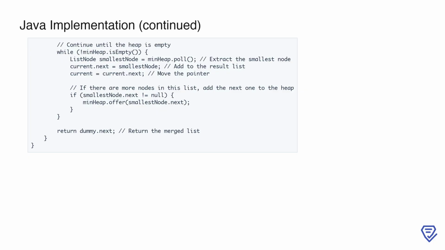Once the heap is populated, the algorithm proceeds by repeatedly extracting the smallest node from the heap. This is done using the poll method, which removes and returns the smallest element. The extracted node is added to the result list by setting the next pointer of the current node to this smallest node. The current pointer is then updated to point to this newly added node. If the extracted node has a next node, meaning there are more elements in its original list, the next node is added to the heap. This process continues until the heap is empty, ensuring that all nodes from all k-lists are merged in sorted order.